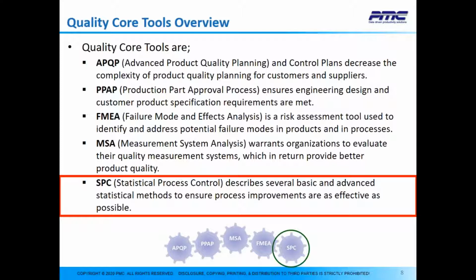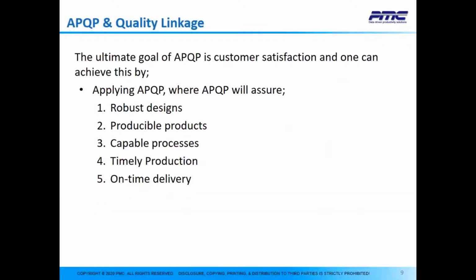And today's topic, we're going to talk about SPC, the Statistical Process Control, which describes the several basic and advanced statistical methods to ensure process improvements are as effective as possible. Now, the ultimate goal, before we get into the SPC part of it, I wanted to point out the linkage between APQP and the quality. The ultimate goal of APQP is customer satisfaction, and one can achieve this by applying APQP, where APQP will assure robust designs, producible products, capable processes, timely production, and on-time delivery.